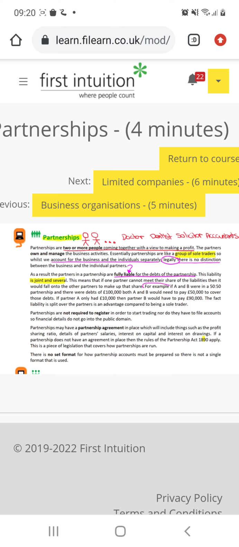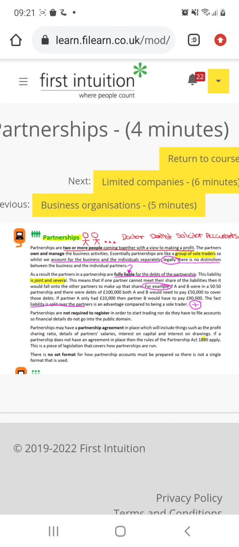And we have a numerical example here. If A and B were in a 50-50 partnership and there were debts of £100,000, both A and B would need to pay £50,000 each to cover those debts. If partner A, however, only had £10,000, then partner B would have to pay the remaining £90,000. The liability is split over the partners, and this is an advantage compared to a sole trader that we saw in the previous recording.